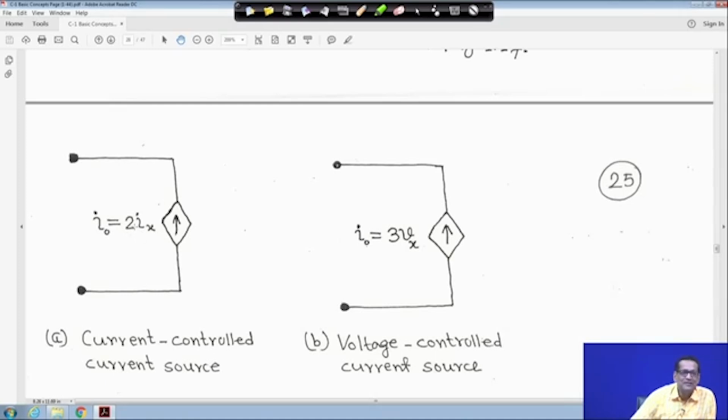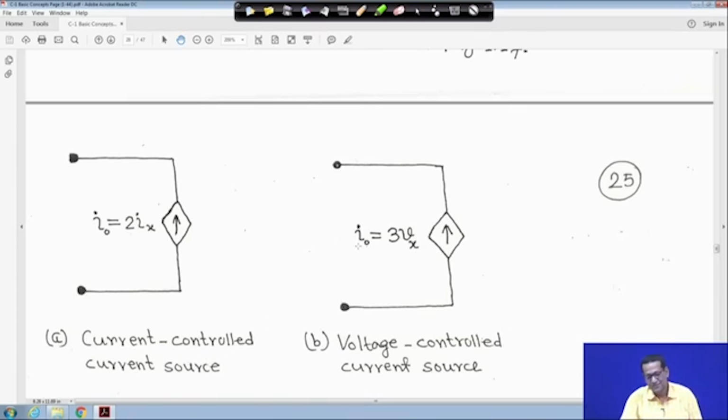I have taken 2, it may be 3, 4, less than 1, whatever it is, it does not matter, but for the purpose of explanation say it is 2 into Ix. So this is actually a current controlled current source, because this current I0 is a function of the current Ix. Ix may be the current of some element, flowing in some branch x. So I0 is equal to 2 into Ix. That means it is current controlled current. Whenever this is a function of current Ix, we call it a current controlled current source, CCCS.